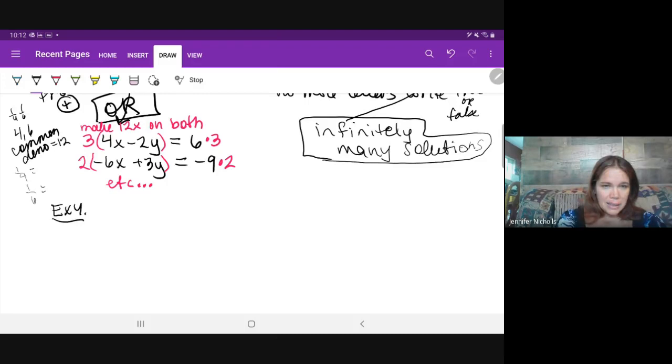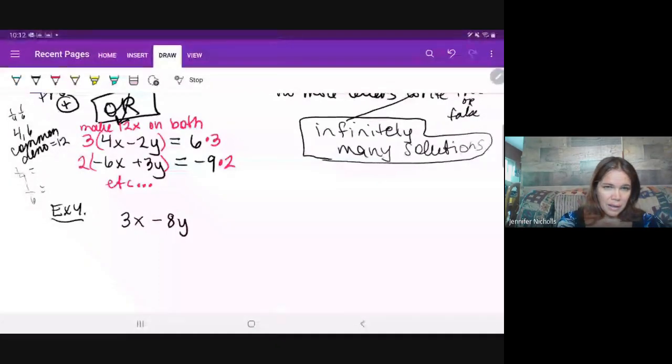Okay, let's see. Oh, let's look at this one. Okay, so 3x minus 8y equals 3. I'm trying to alter a question and still make it work out right. 2x minus 4y equals 4. Let me just make sure before we do it that it's going to work.